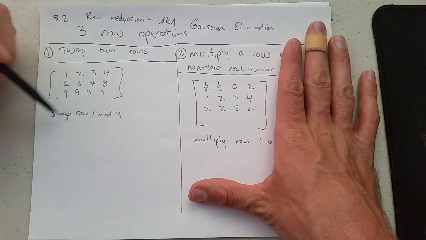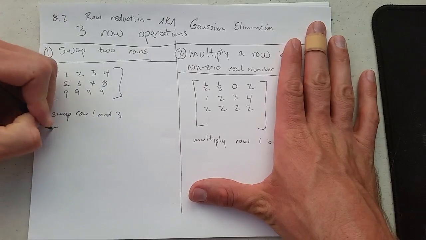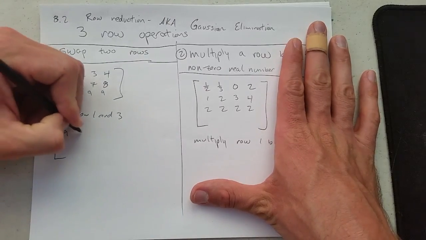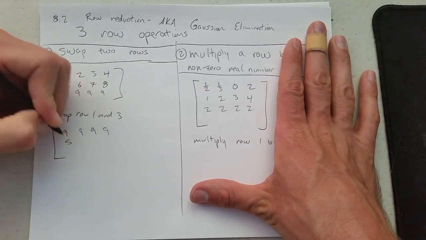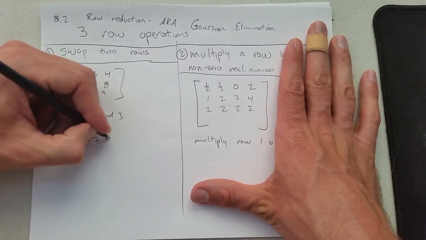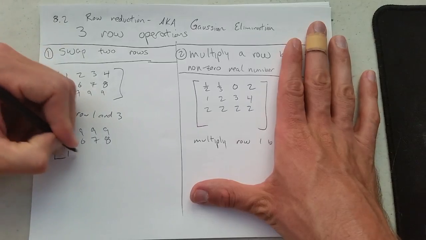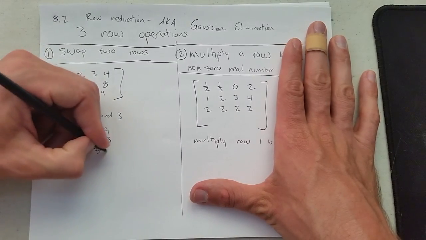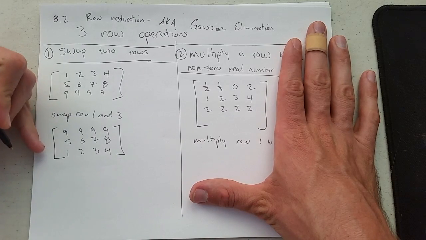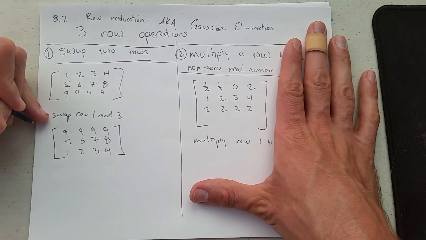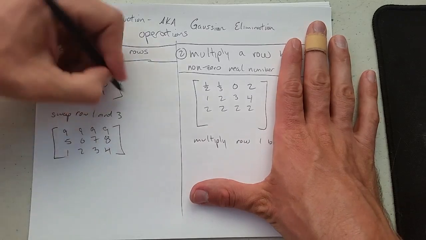Well, first of all, I can write out swap row 1 and row 3. The result would be row 3 would be first, and then copy and paste row 2, and row 1 is going to be in the third position now. What's a nice way to communicate that I'm swapping row 1 and 3? Takes a little too long to write this down.